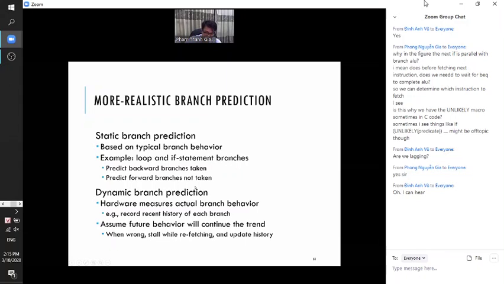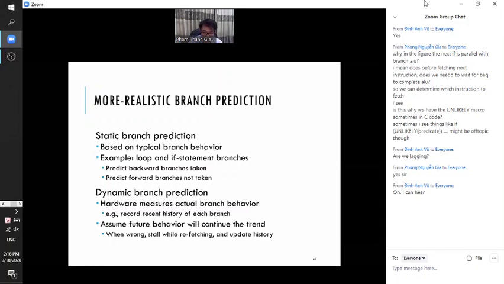Or something more intelligent is dynamic branch prediction. It uses hardware to measure actual branch behaviors. It records the recent history of each branch and can assume the future behavior will continue the same. The next one will be like something it has seen in the history, and if it is wrong, it stores, refetches and updates the history.